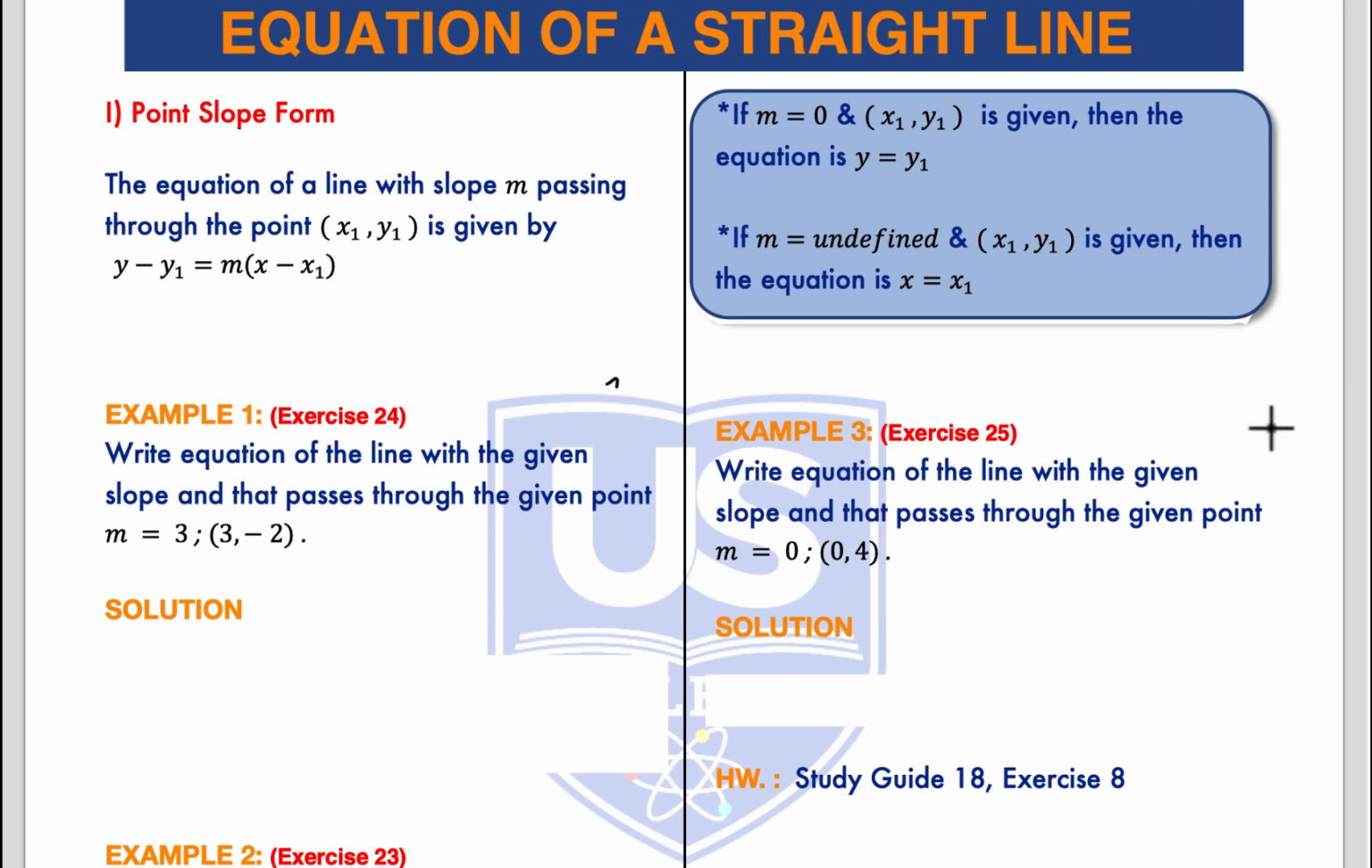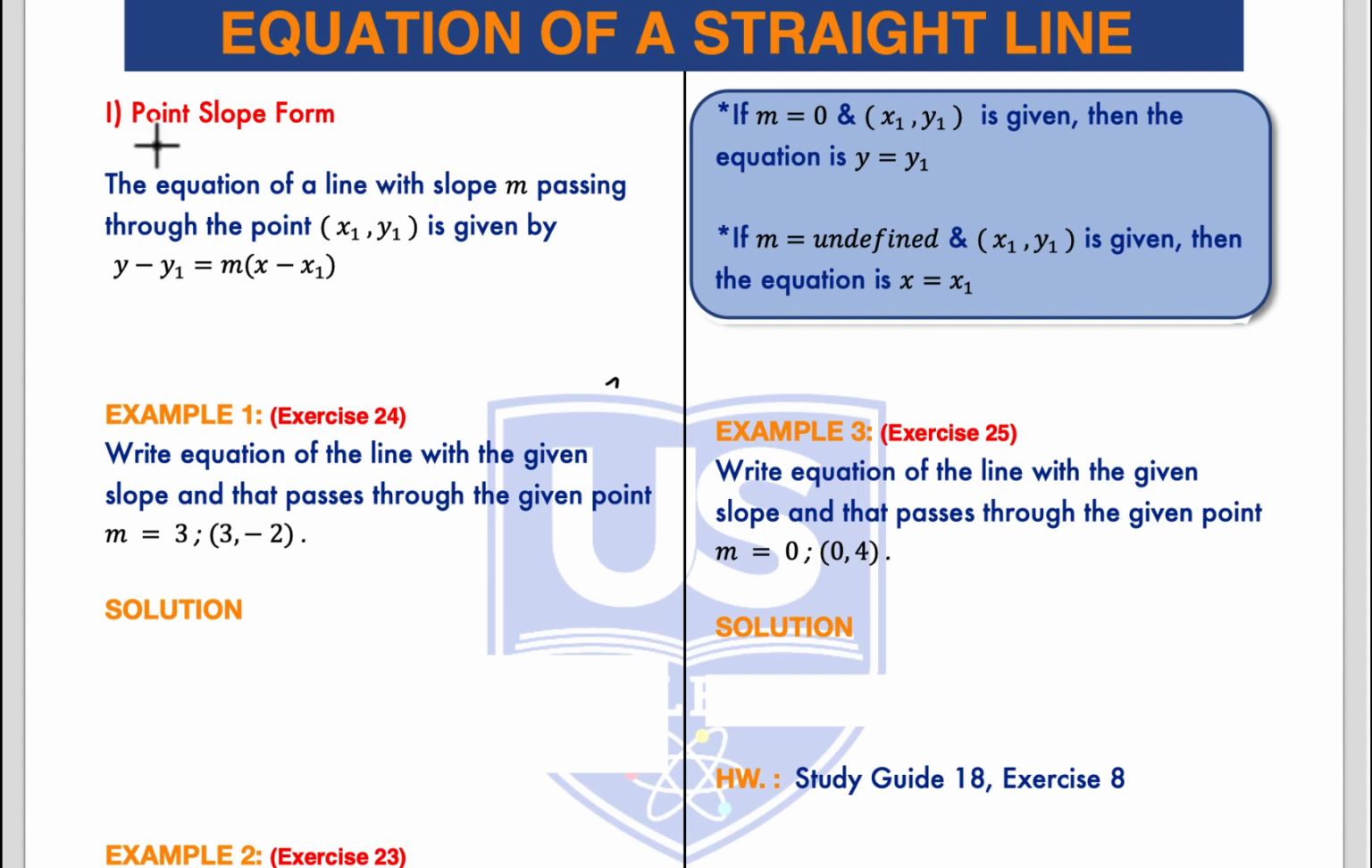Hello guys, this is the second topic of section 2, equation of straight line. The previous topic was about finding the slope of a straight line. This topic is about writing the equation of a straight line. We have three different forms of writing an equation of a straight line according to the given information. Depending on what's given, we will choose the form to write the equation.